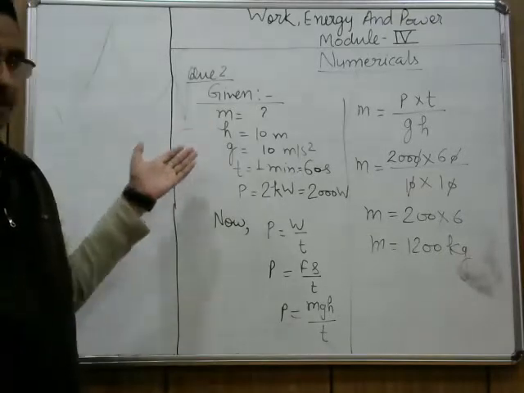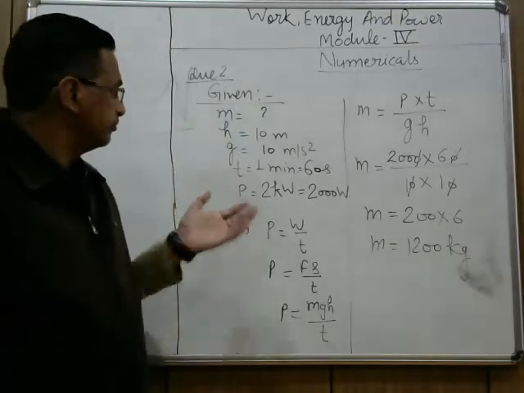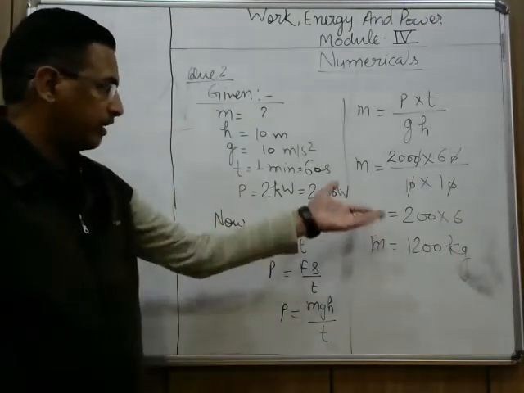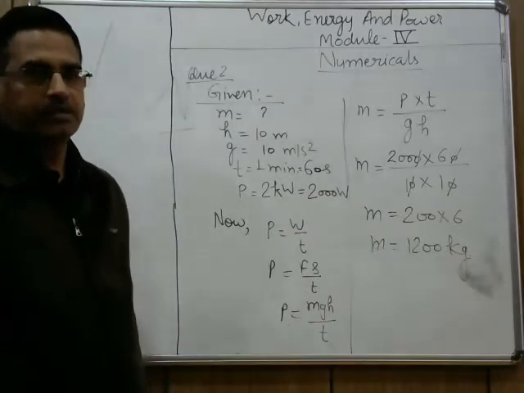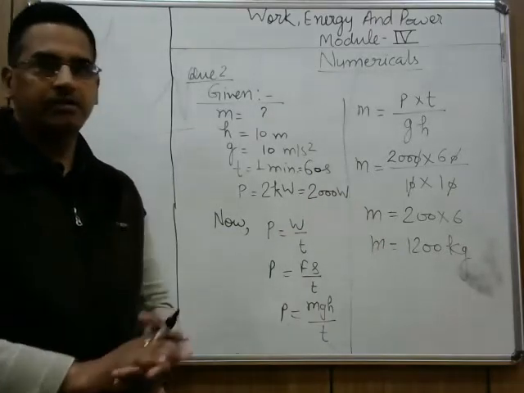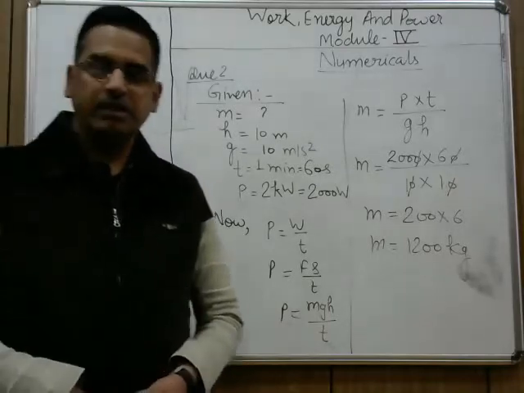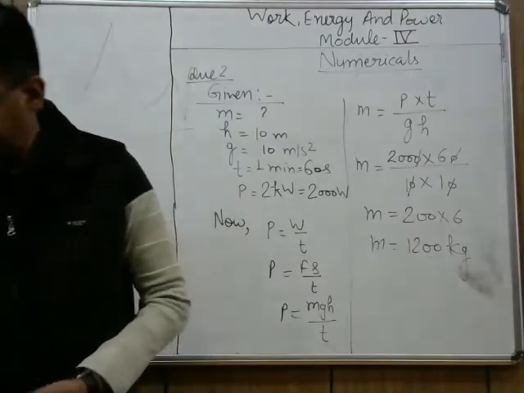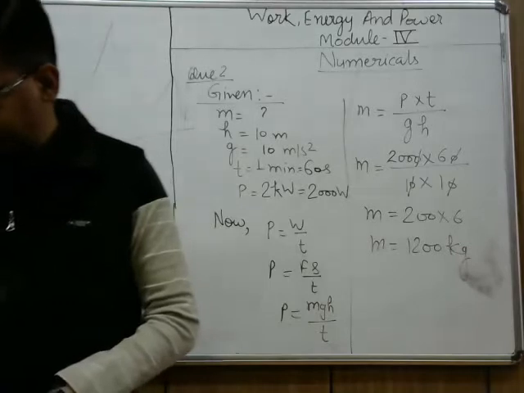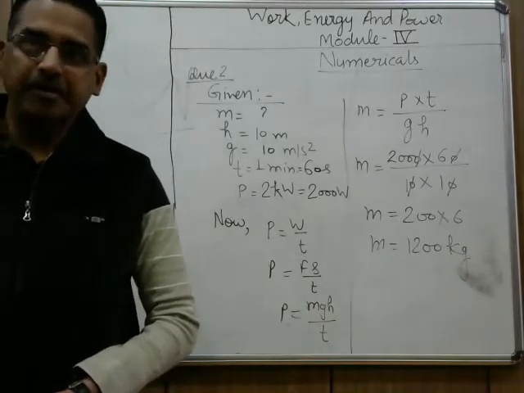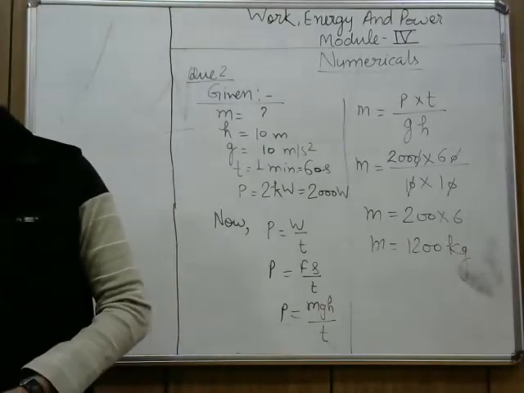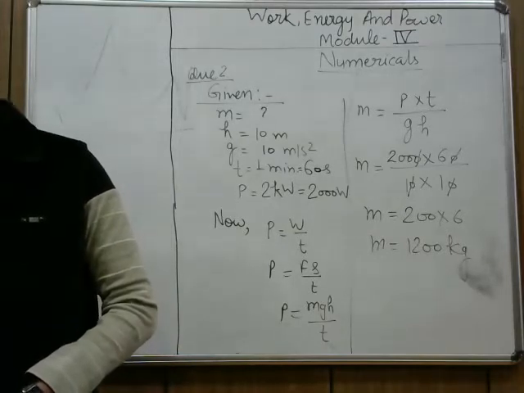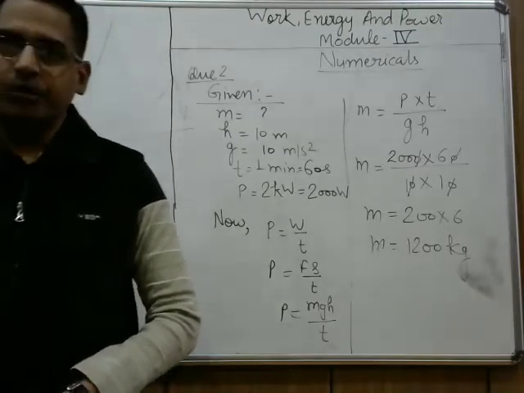So, again we have noted the given data, and by applying the formula and on substituting the values we get the answer. Now, third question is a very interesting question. Listen to the question carefully. The human heart forces 4 into 10 to the power minus 3 meter cube of blood per minute through the arteries under a pressure of 0.13 meter.